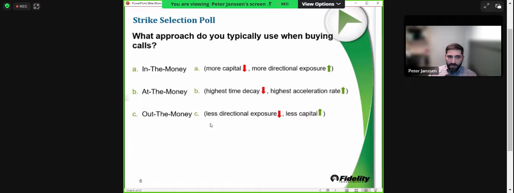I think that's what this next slide does, kind of the approach that you want to take. And I know it says typically. I think that's a good word there just because you don't have to pigeonhole yourself into doing the same strategy. You don't have to say, I always buy out of the money contracts or I only ever buy in the money contracts. I think there's going to be different outlooks that you have that maybe you want to dial up your exposure.